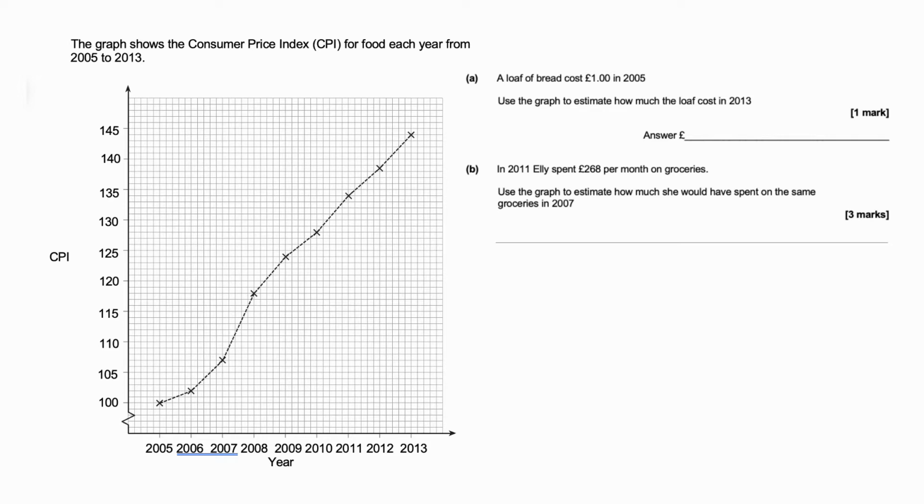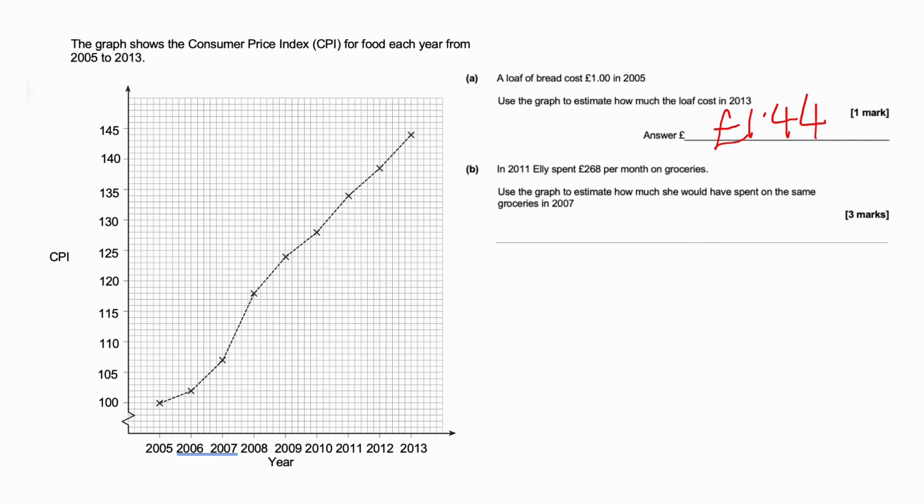A loaf of bread cost £1 in 2005, and we want to use the graph to estimate how much the loaf will cost in 2013. So actually we can see that the loaf here matches up exactly. In 2005, this loaf cost £1. So in 2013, we'll go up here, follow it up so we can read up to our graph, and I think that is 144 or £1.44. So that's a 1 marker, just using the fact that in 2005 this was already £1. So we just need to follow the graph in 2013, read off the scale on the left.